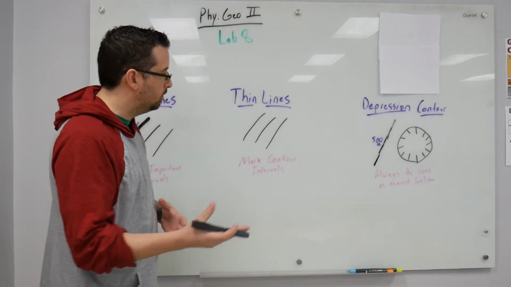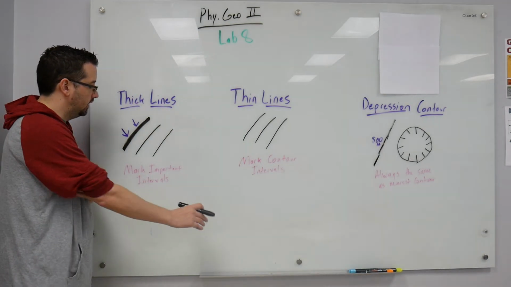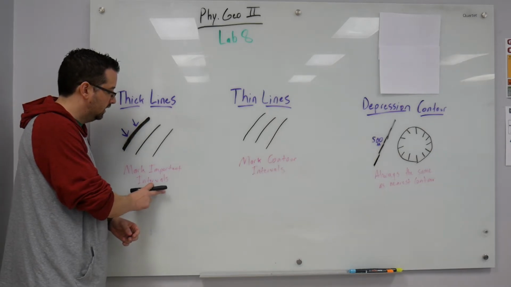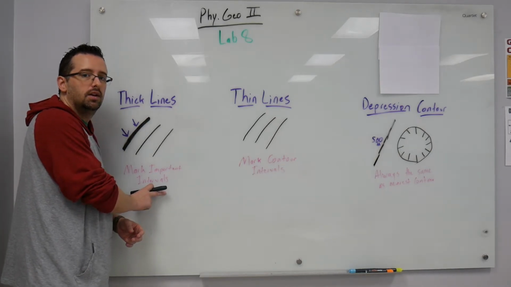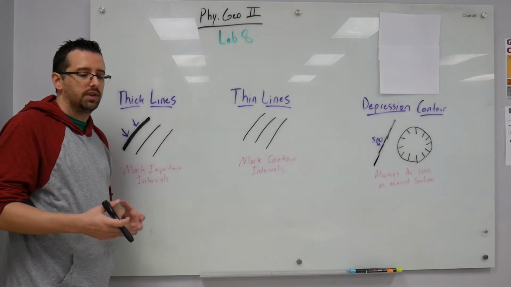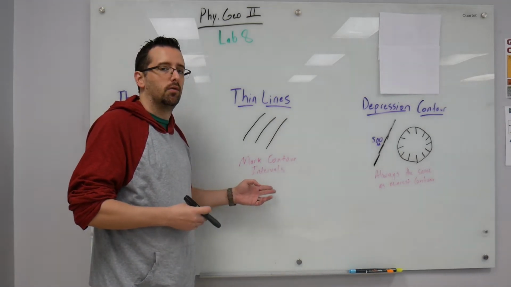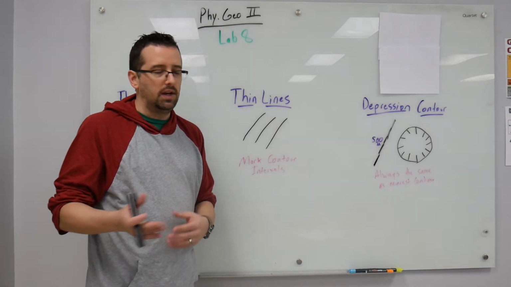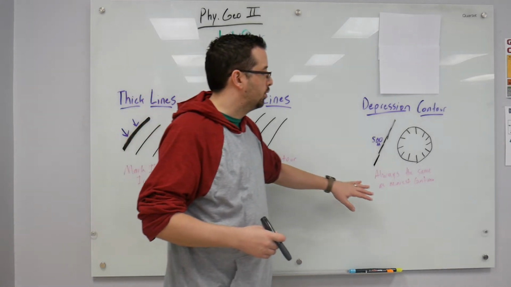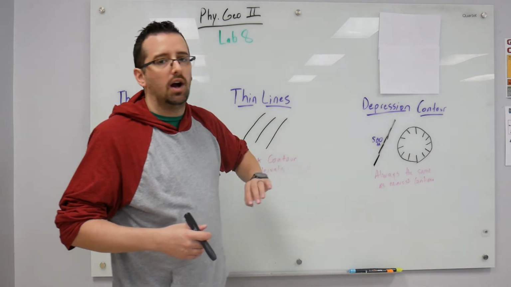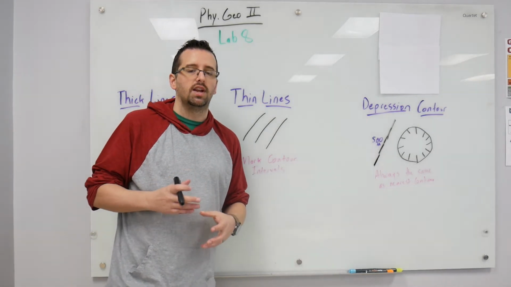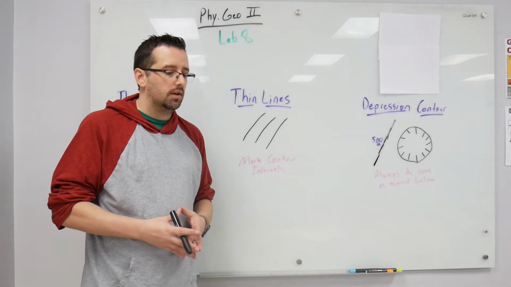So to review, the thicker lines mark important intervals. And like I said, on the Jacksonville quadrangle, that will be the hundreds. The thin lines mark the contour interval, which again is 20 feet on the quadrangle. And the depression contours, when you see those, are always the same elevation as the nearest contour line. Okay.